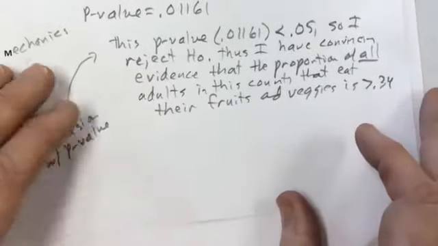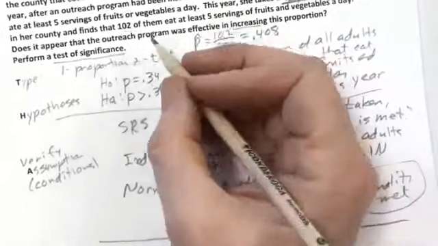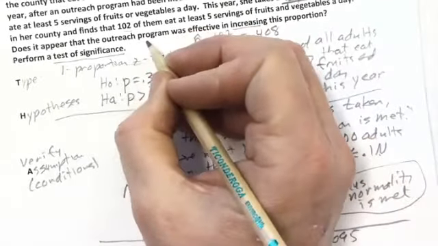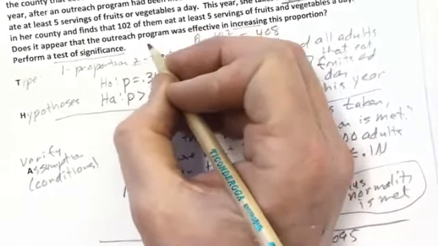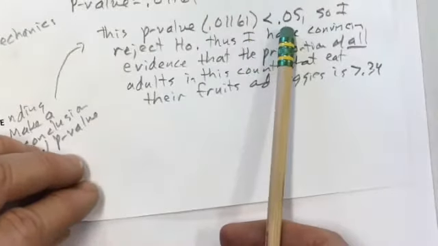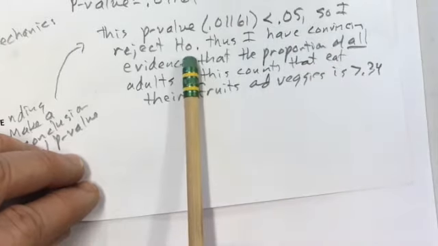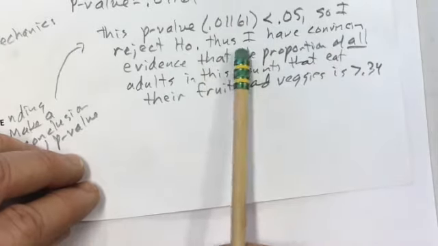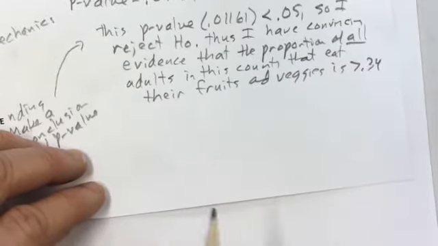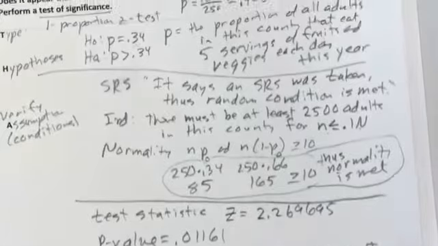Now, by the way, let's just pretend the alpha had been 0.01. Let's just pretend it said up here, use a significance level of 0.01. Alpha, significance level, is 0.01. Well, our p-value would be greater than our alpha value. In that case, we would fail to reject the null, and we would fail to have convincing evidence that, and restate the alternative, okay? So that's that, and that's how you do a hypothesis test.